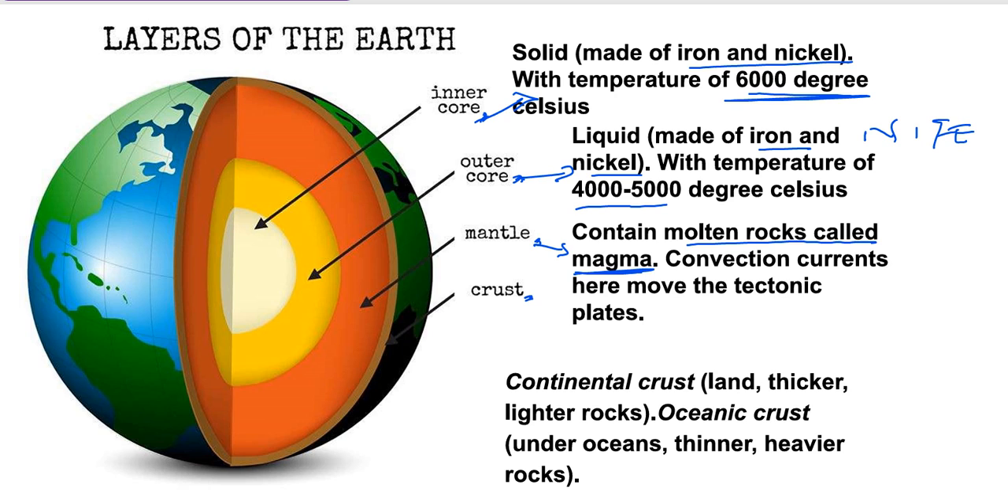So the mantle contains magma, and convection current here moves the tectonic plate. So tectonic plates move as a result of convection current from the mantle.